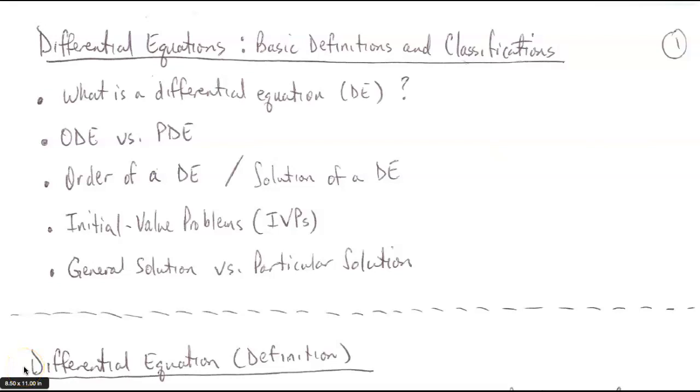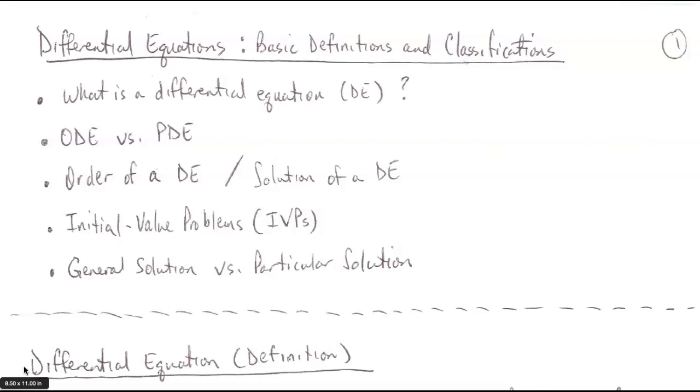This video will be about differential equations and what that basic definition is, as well as classifications of differential equations. This video is going to serve as an introductory video to what differential equations is all about. And we're going to build upon this knowledge to be able to eventually start to study more types of differential equations and the techniques that we use to be able to solve them.